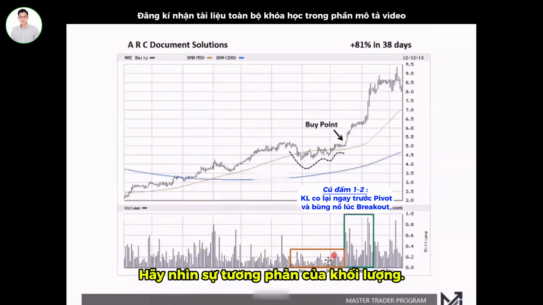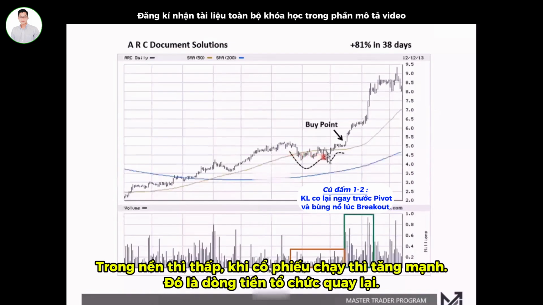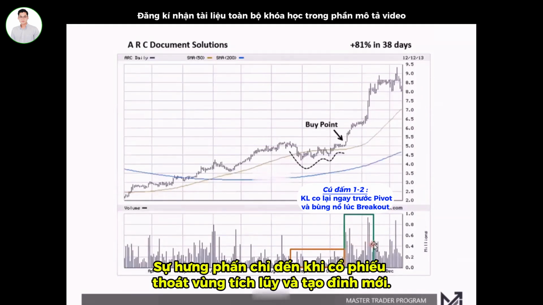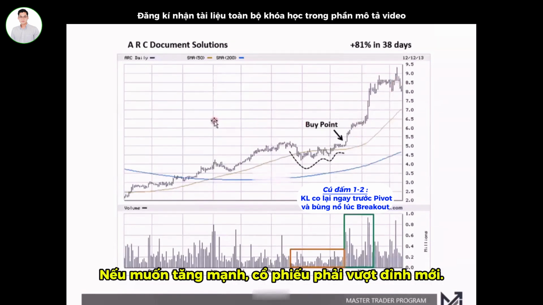Look at the contrast in volume here. You see the volume in the base, right? And then when the stock gets going, see all the volume coming in here? That's the institutions coming back into the name. And that's precisely what you want to see. That's where all the excitement happens. It happens after it comes out of the consolidation and moves out and is in new high ground. Remember we talked about new high ground? If you're going to make a big move, the stock's going to have to make new highs.